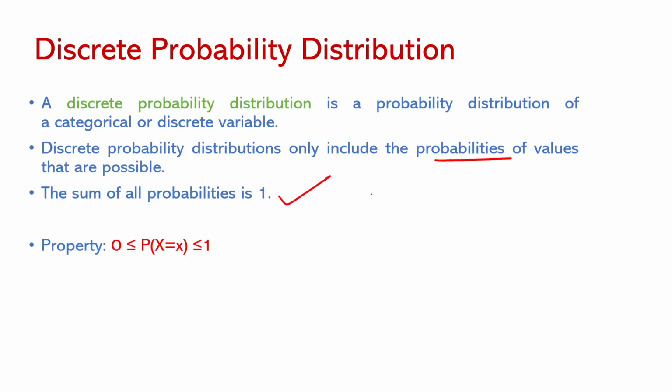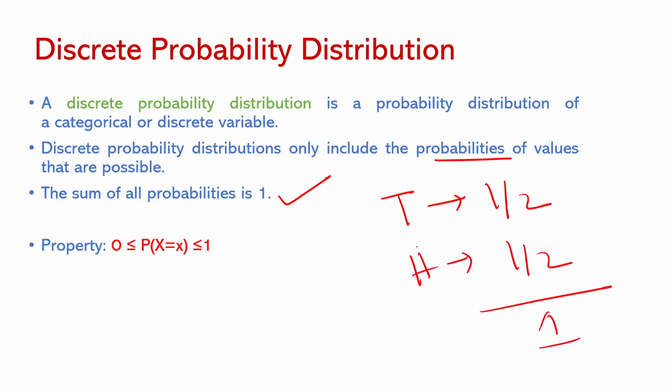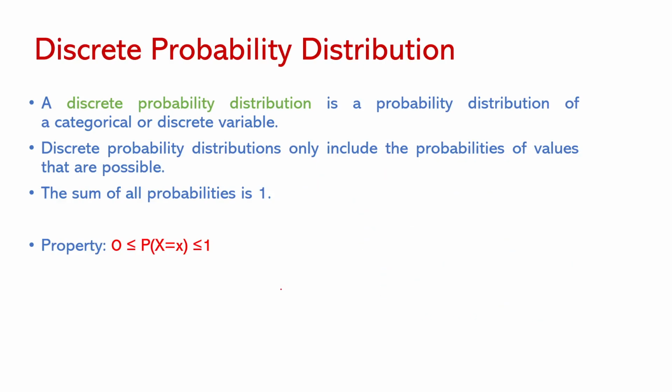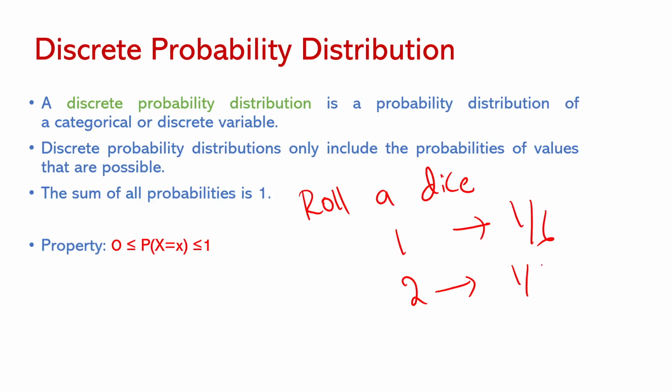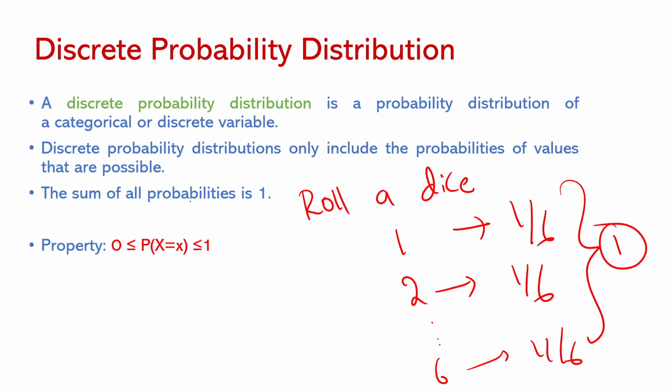Let us take an example of flipping a coin. I get tail and the probability is 1 by 2. I get head, the probability is 1 by 2. If you sum up, it becomes 1. So sum of all the probabilities is 1. In the same way, if I roll a dice, getting 1 is 1 by 6 chances, getting 2 is also 1 by 6, same way getting 6 is also 1 by 6 chances. If you sum up all these, we get 1, right. So the sum of probabilities is always 1.